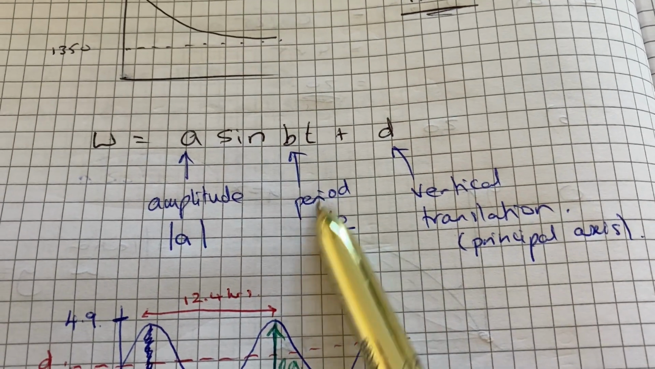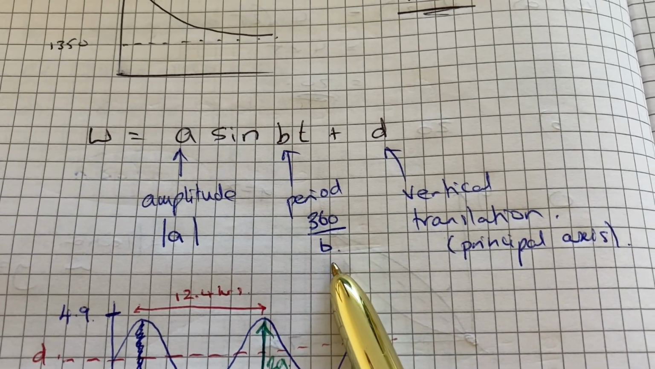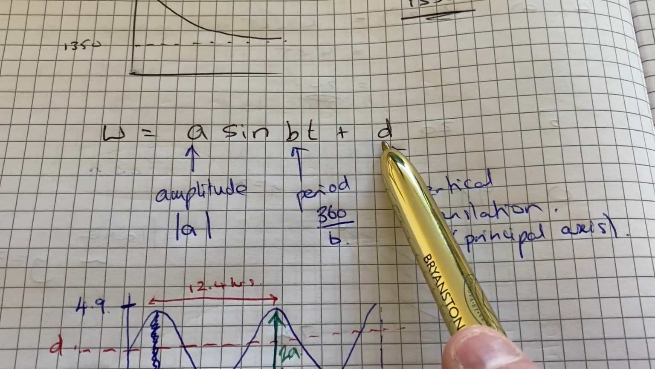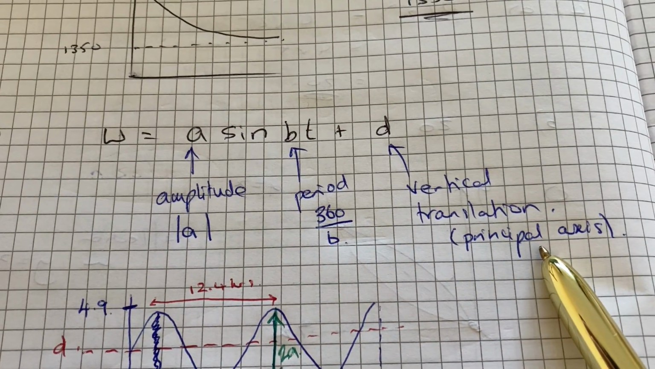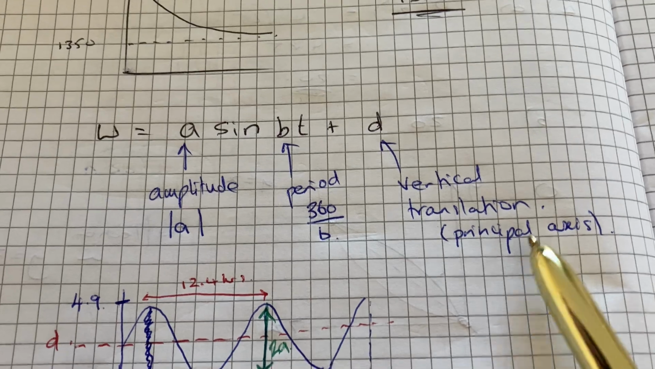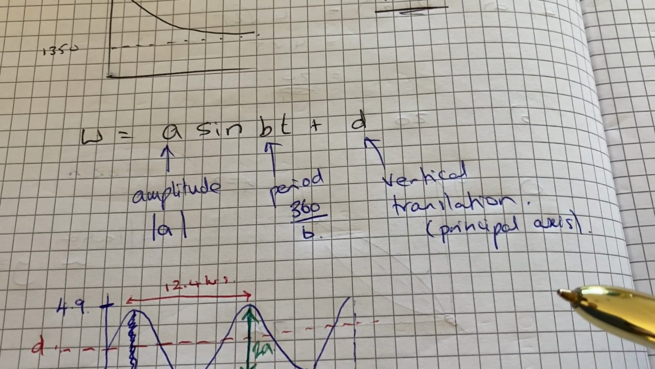B is related to the period. The period of the graph is 360 divided by B. And D is the vertical translation up and down of the principal axis. The principal axis is the sort of symmetry line on the sine curve.